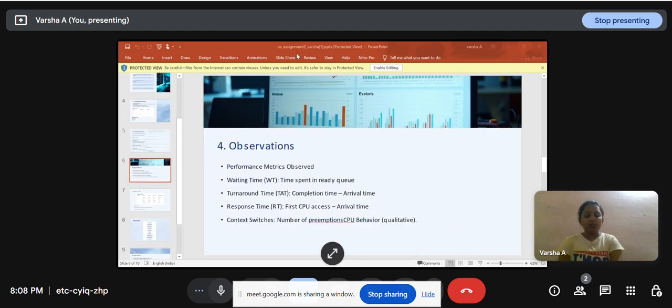Next, the observations. We observed several key performance metrics. Waiting time: the total time a process waits in the ready queue. Next, the turnaround time: the total time taken from the arrival to completion of a process. Next, the response time: the time between a process's arrival and its first execution. Context switches: the number of times the CPU switches from one process to another. These metrics help us compare how efficient the CPU scheduling is for different quantum values.